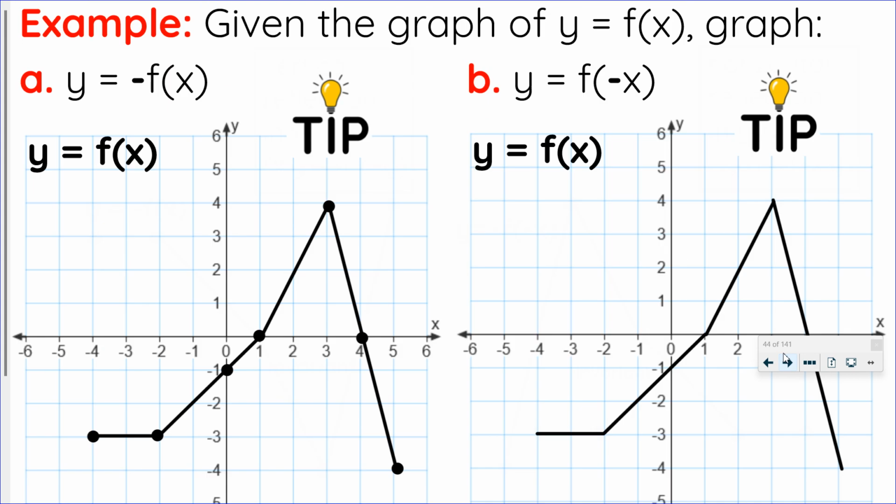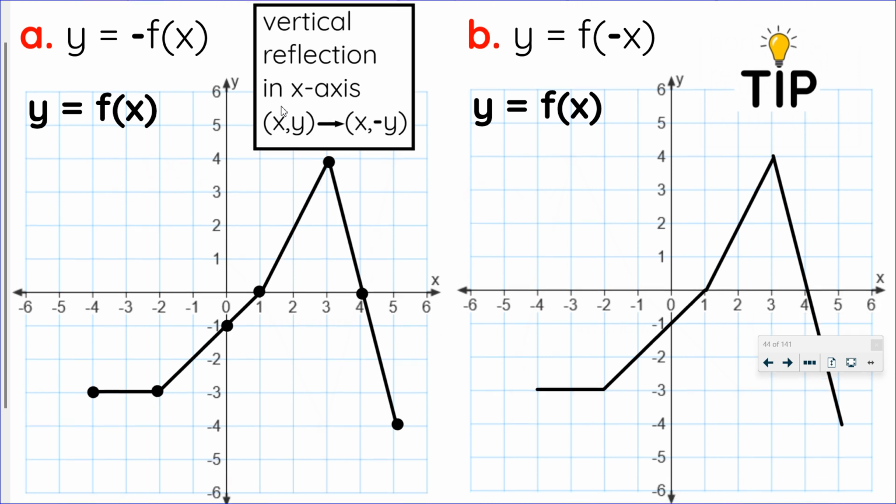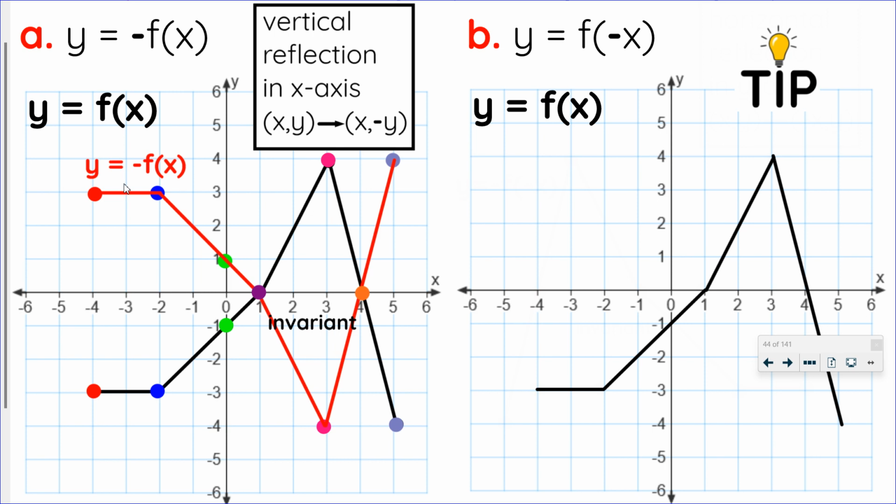So let's put this together and do a question where we're graphing, doing two different types of reflections. The first one here, look at the negative, it's on the outside. I want to graph, given the function of f of x, negative f of x. Since the negative is on the outside, that tells me I have a vertical reflection in the x-axis. So any point that is below the x-axis is reflected to be above the x-axis. Any point that is above the x-axis is reflected to be below. Now, because we're reflecting in the x-axis, anything on the x-axis is invariant. It does not change.